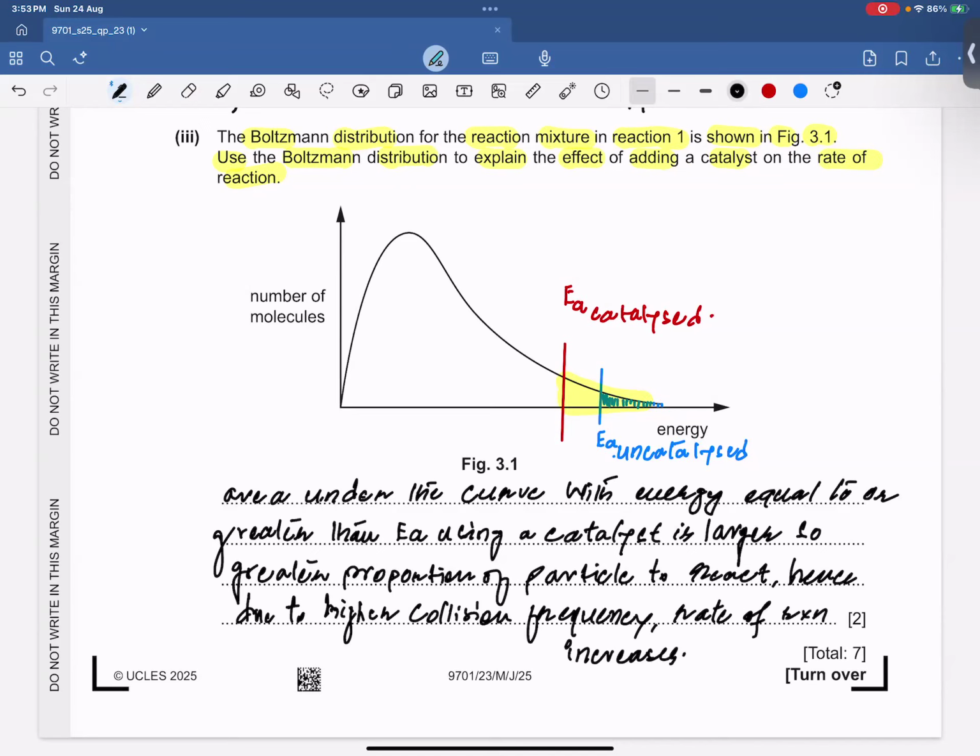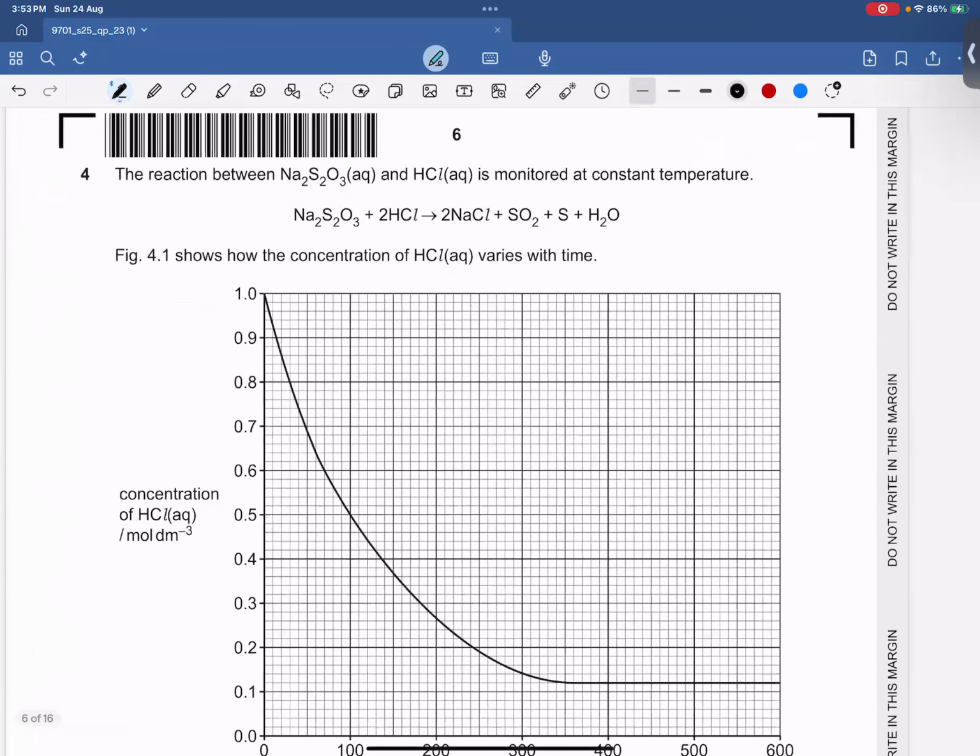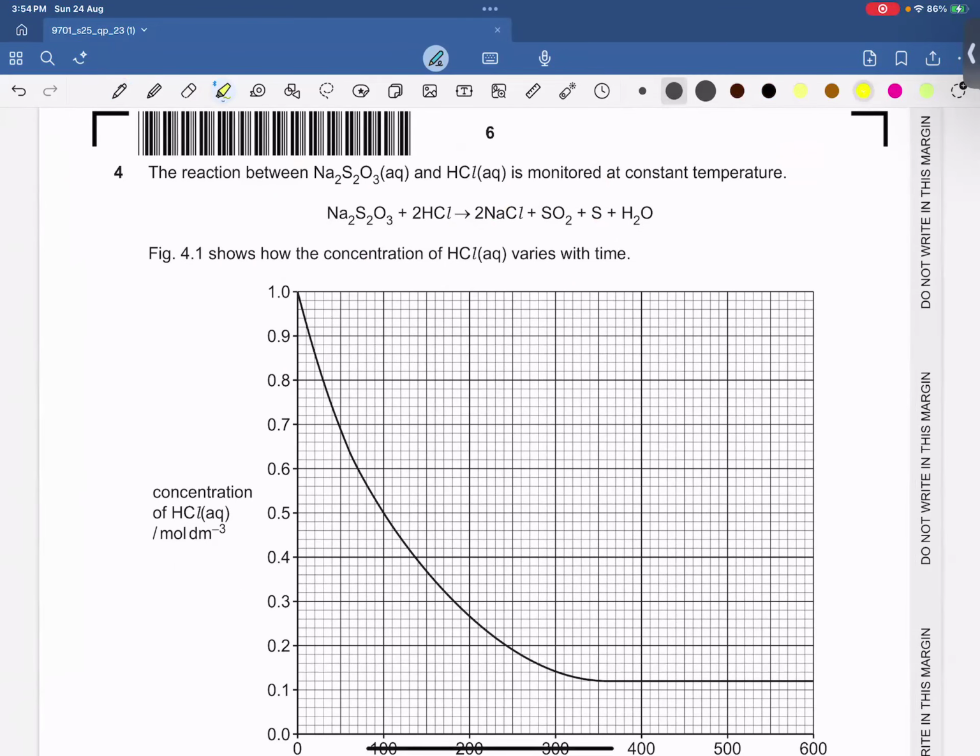Okay. Oh, there's a third case. Third question. Let's move on to the fourth one. My goodness, this question belongs to rate of reaction. The reaction between sodium thiosulfate and HCl is monitored at constant temperature. So when this reaction takes place, obviously yellow precipitate of sulfur is observed. This experiment is also called the cross experiment, which we have done in O levels theory and AS practical and theory also. And obviously this sulfur dioxide has a pungent smell.